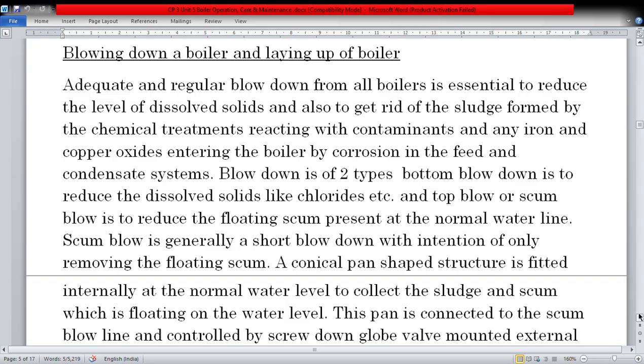I have compiled this content from different sources and written it in a very lucid manner, so we'll just read it. It is self-explanatory. Wherever required, I'll stop and pause and we'll try to see what that is.